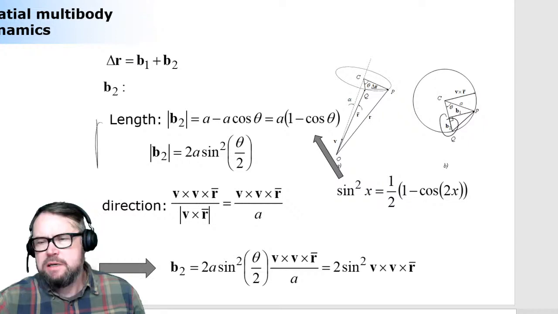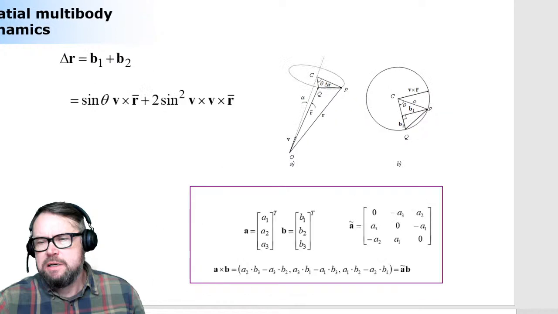For B2, again, you first define the length, and again, you're using the radius here to make it happen. Using a certain amount of mathematical manipulation, you get this as a length, and the direction you can get in a similar way. This is going to be the direction, so this is going to be your B2 vector. Now, once you combine everything together, this is how it looks, and you know, the skew symmetric form that was available a couple of slides back.